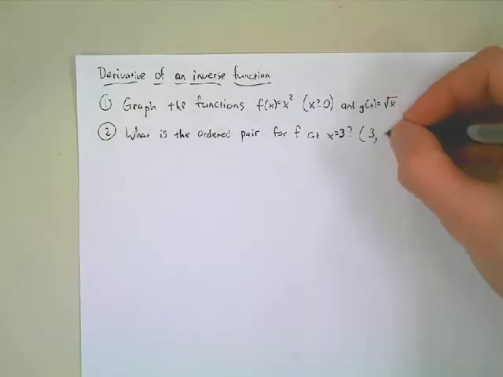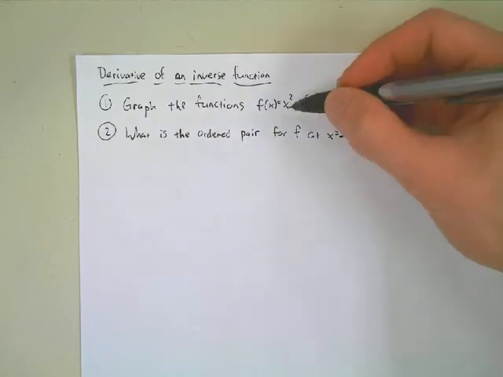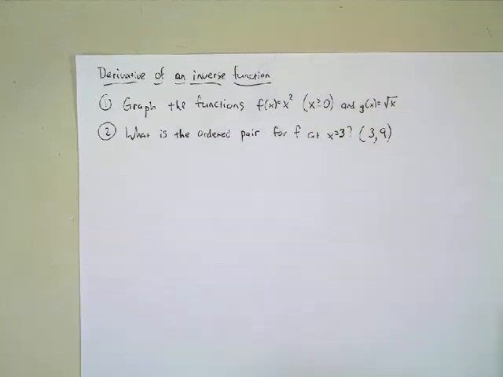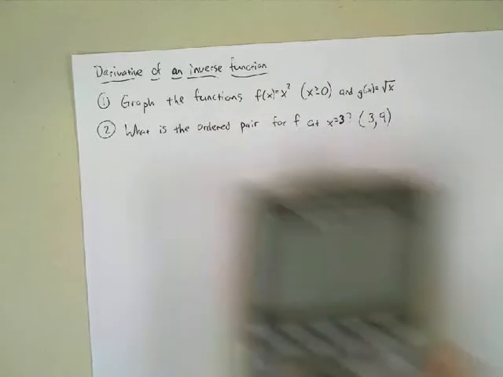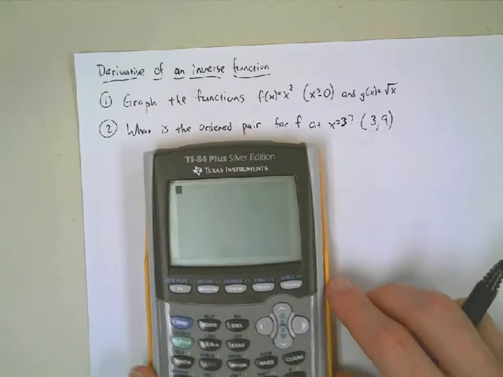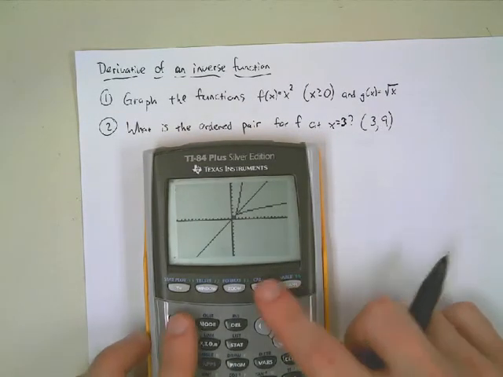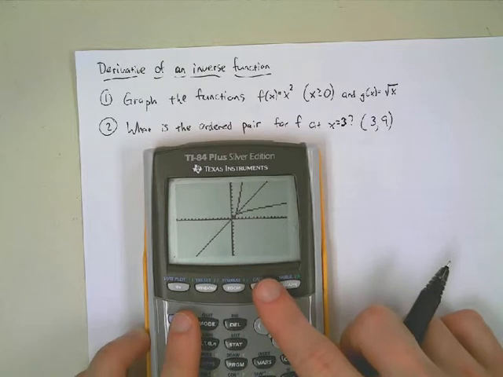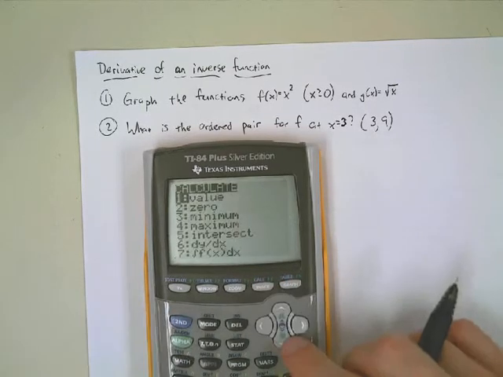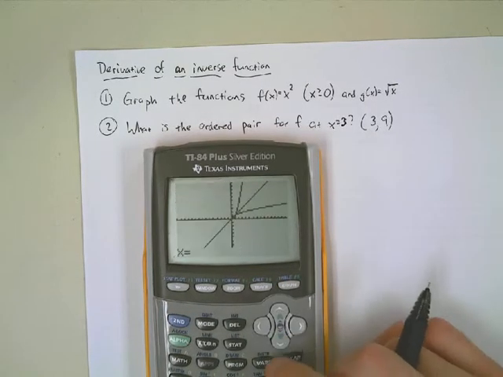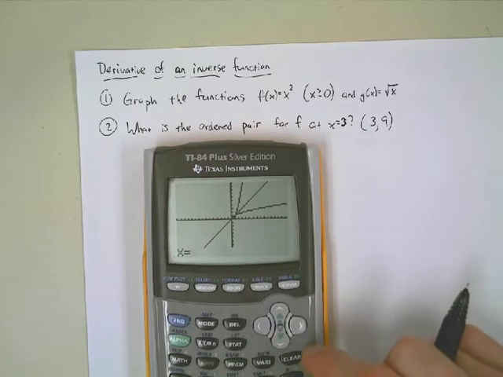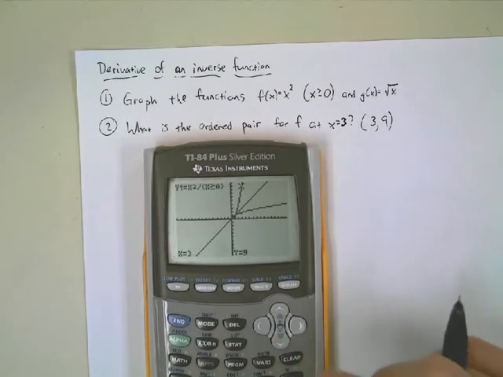Two ways you can do that. You can just plug the 3 in for the x, square it, gives you 9, or you can find it on your graphing calculator too. Remember to find a point on your graph, you can do second trace. You can go to value, and it's waiting for an x value to plug in, so you can type in 3, okay? And so you can see that x equals 3 gives me 9.